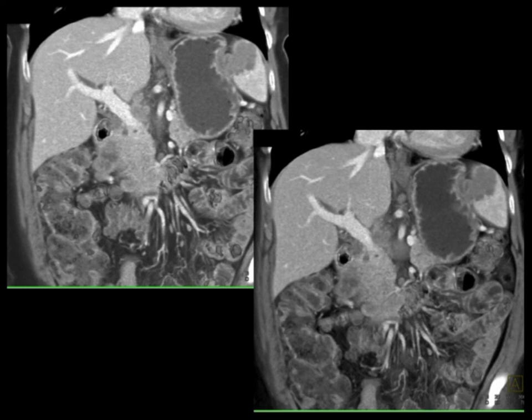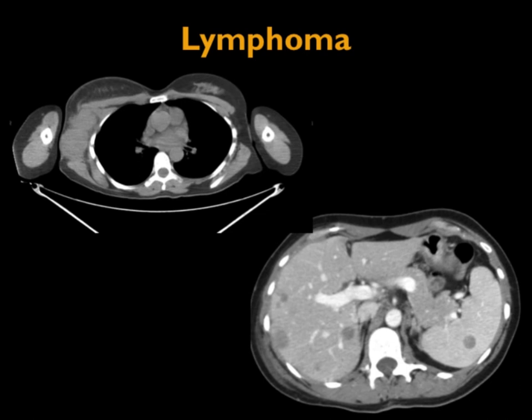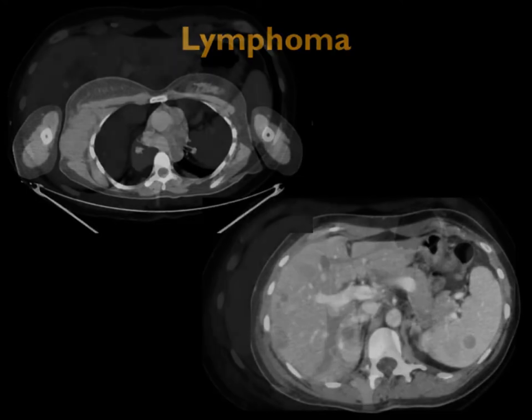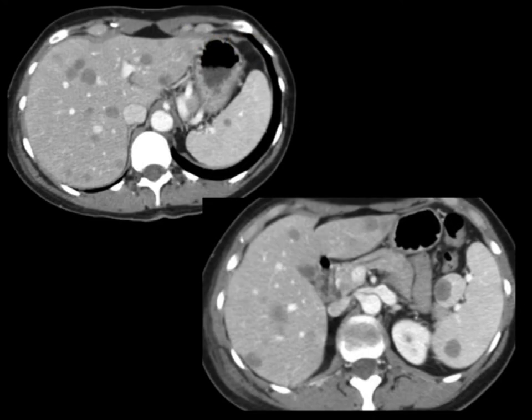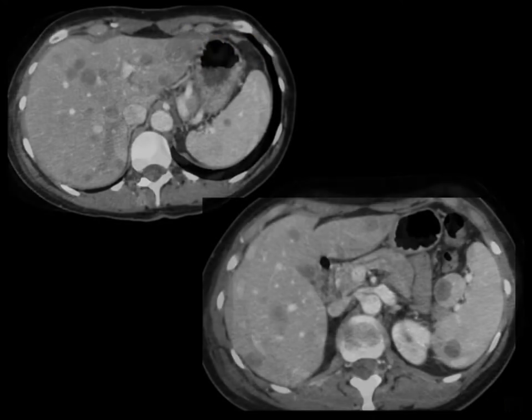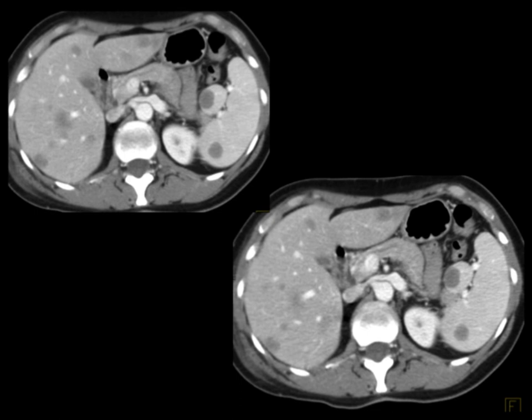Okay, another example, multiple liver lesions, big axillary nodes. You got to be thinking lymphoma even without the spleen. But sure enough, there's some splenic lesions, and the diagnosis is going to be lymphoma. This is a super cool case because even the accessory spleen has tumor infiltration. So a very nice example of showing you that.